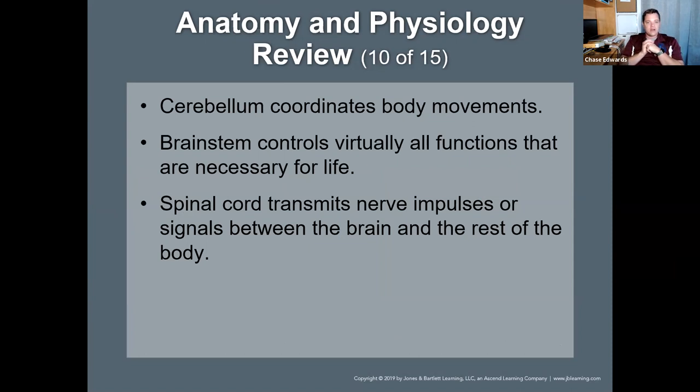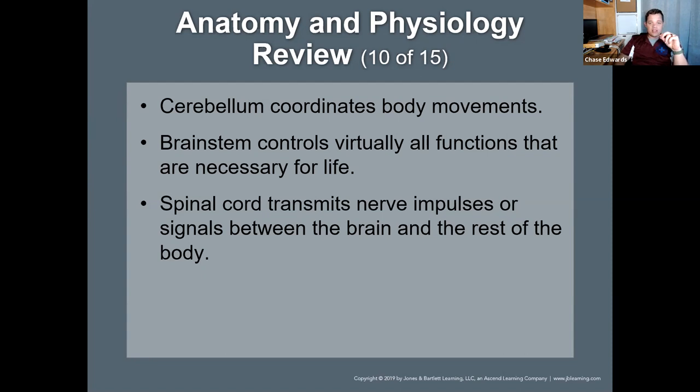All right, so the cerebellum coordinates body movements. The brainstem controls virtually all functions that are necessary for life, and it's the best protected part of the central nervous system. It consists of the midbrain, the pons, and the medulla oblongata. The medulla connects the spinal cord to the remainder of the brain. High in the brainstem is what we call the reticular activating system, or the RAS, which is responsible for maintenance of consciousness.